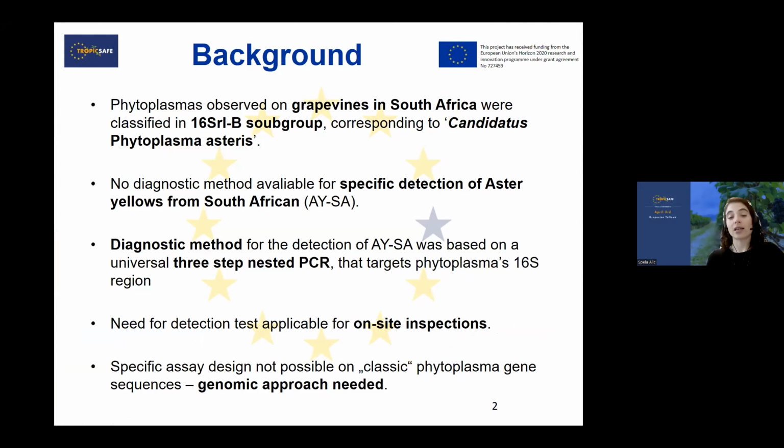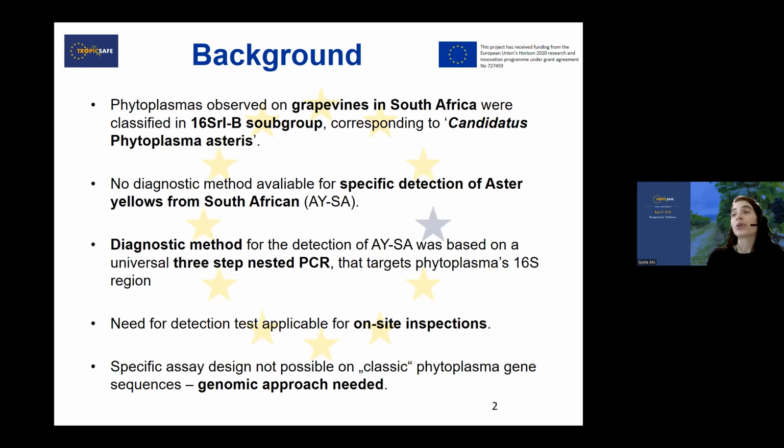Phytoplasmas in South Africa were first discovered in 2006, as Johan mentioned, and they were classified in 16SrI-B subgroup. This corresponds to Candidatus Phytoplasma asteris. There was no diagnostic method available for specific detection of aster yellows from South Africa. The diagnostic method that they used for the detection of the said phytoplasma was based on a universal three-step nested PCR that targets the phytoplasma's 16S region.